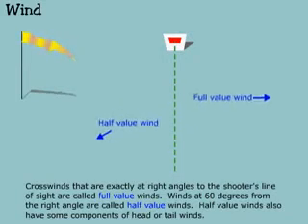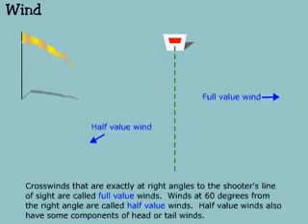Crosswinds that are exactly at right angles to the shooter's line of sight are called full value winds. Winds at 60 degrees from the right angle are called half value winds. Half value winds also have components of head and tail winds.